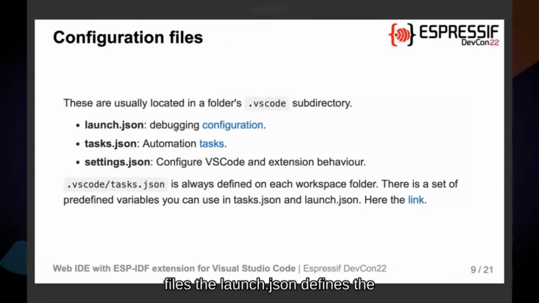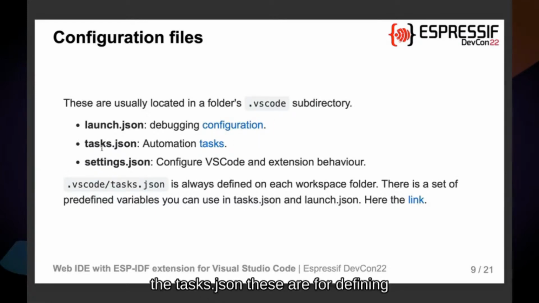The launch.json defines the debugging configuration for your workspace folder. So this is just things that you want to customize in the debugging session, the ELF file you will want to use, the timeout, etc.